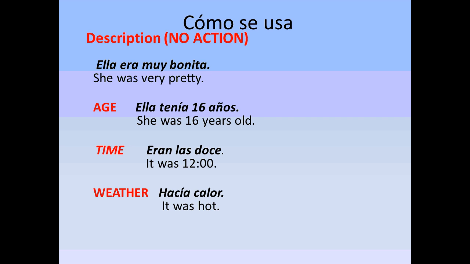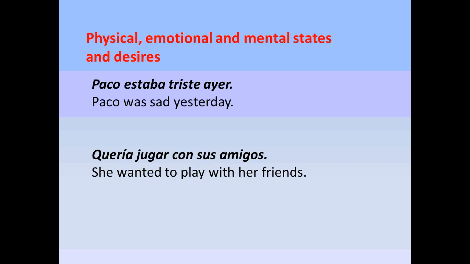Another thing is physical, emotional, and mental states and desires. Two examples. Paco estaba triste ayer. Paco was sad yesterday. That's how he was feeling. Quería jugar con sus amigos. He wanted to play with his friends. Okay, that is an emotional or mental state. Also remember that quiso in the preterite means, do you remember what quiso means? It means tried to. It doesn't mean wanted. So the different uses.